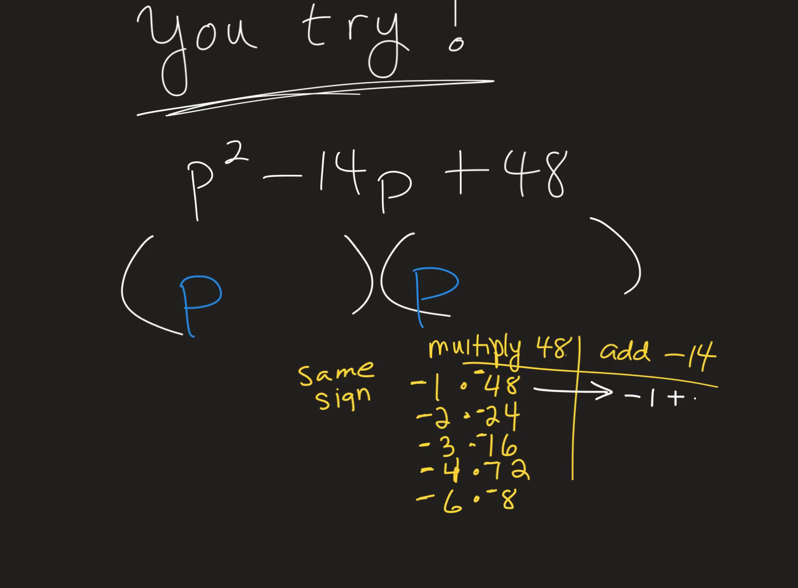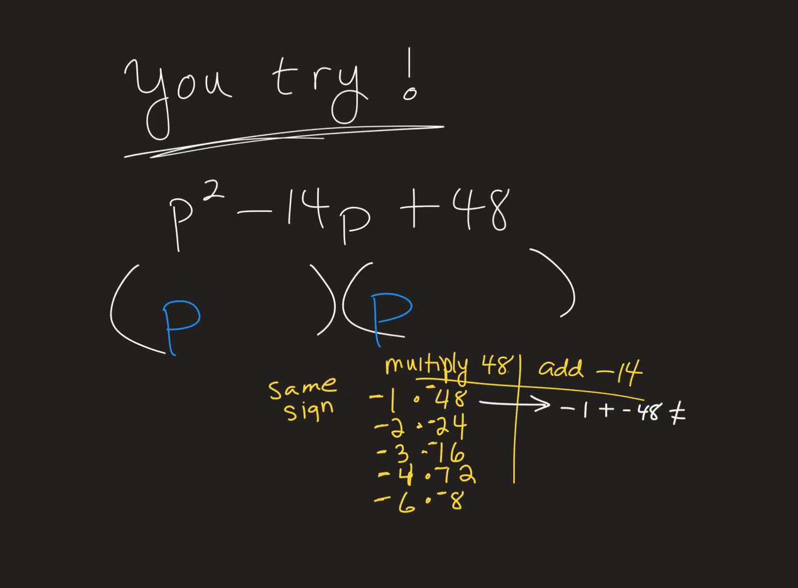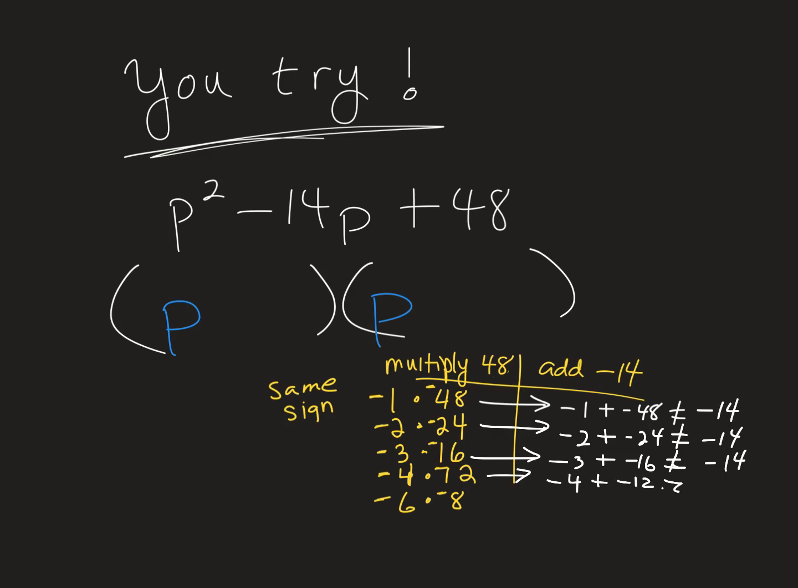So negative 1 plus negative 48 definitely does not give me negative 14. Negative 2 plus negative 24 does not add together to get me negative 14. Negative 3 plus negative 16 does not add together to get me negative 14. Negative 4 plus negative 12 is getting closer. Still doesn't add up to negative 14.